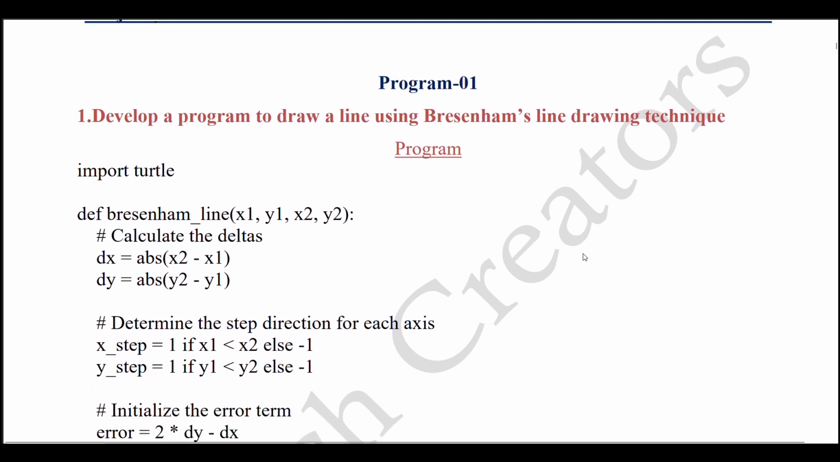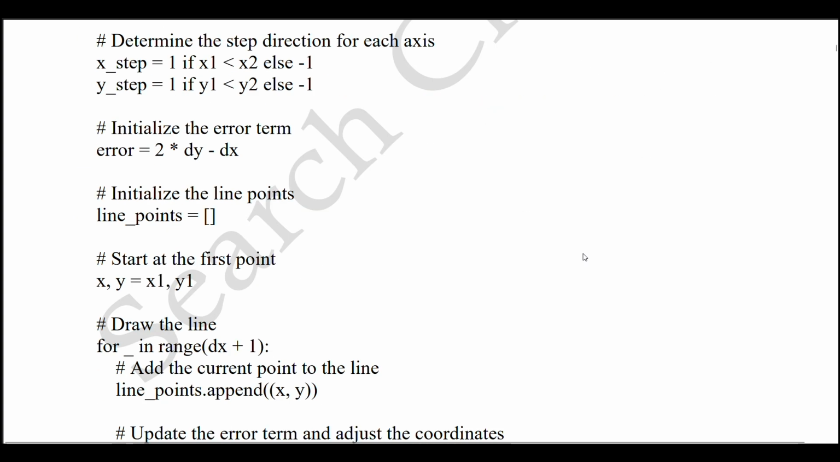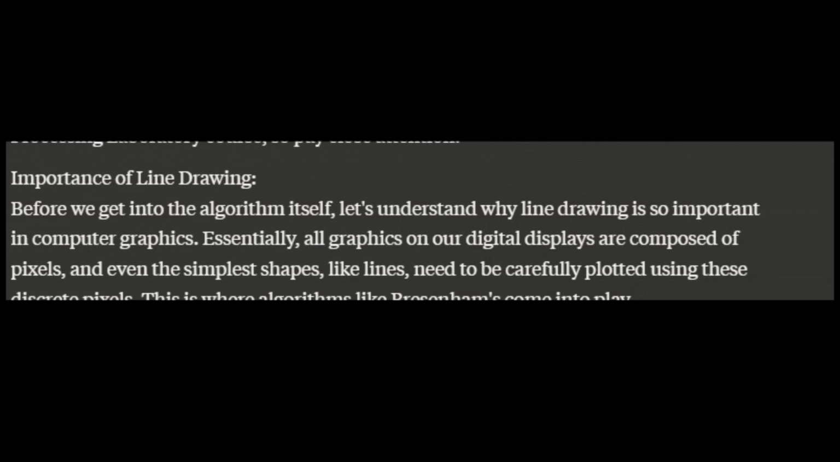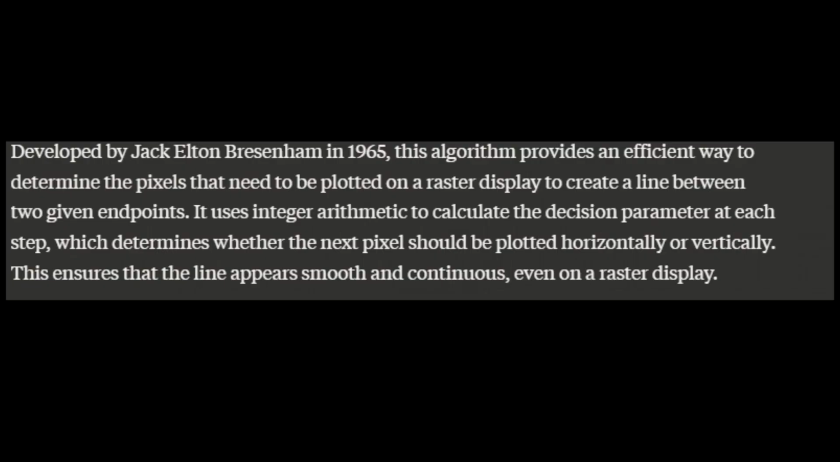This might seem like a straightforward task, but it is actually quite complex, especially when dealing with lines of different slopes and orientations. The Bresenham line drawing algorithm was developed by Jack Elton Bresenham in 1965. This algorithm provides an efficient way to determine the pixels that need to be plotted on a raster display to create a line between two given endpoints. It uses integer arithmetic to calculate a decision parameter at each step, which determines whether the next pixel should be plotted horizontally or vertically. This ensures that the line appears smooth and continuous, even on a raster display.